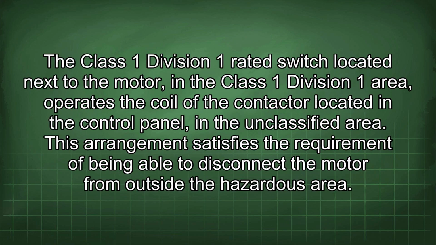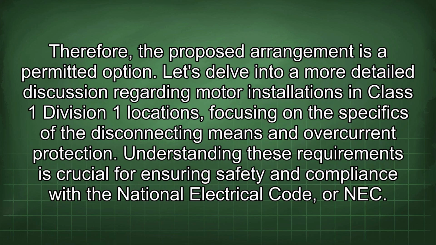The Class 1 Division 1 rated switch located next to the motor in the Class 1 Division 1 area operates the coil of the contactor located in the control panel in the unclassified area. This arrangement satisfies the requirement of being able to disconnect the motor from outside the hazardous area. Therefore, the proposed arrangement is a permitted option.